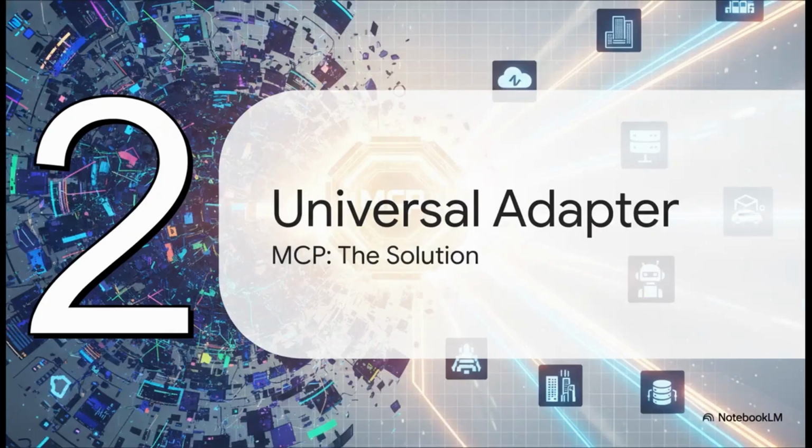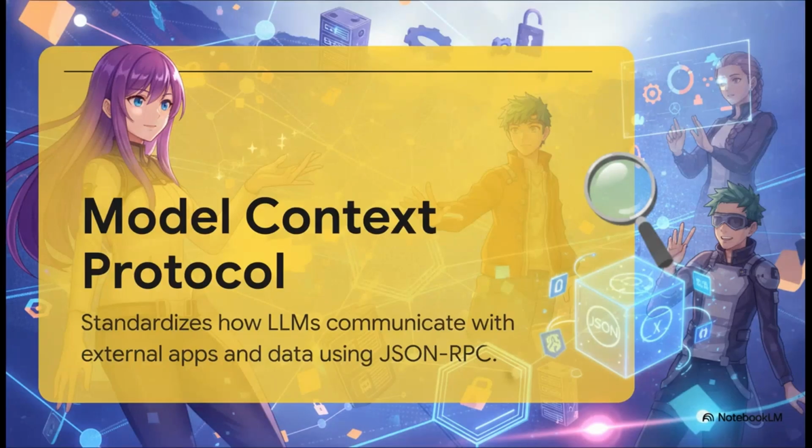Moving on to Section 2, MCP, the universal adapter. So the crucial point is that the Model Context Protocol isn't just another API. It's an open standard built solidly on JSON RPC 2.0 that standardizes exactly how large language models communicate with external applications and data. It gives you one consistent interface for exposing resources, prompt templates, and executable tools. If your AI application speaks MCP, suddenly it can talk to any system on the planet that also speaks MCP. It's a real game changer.